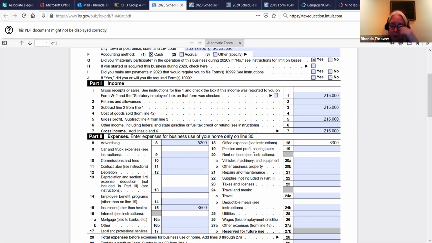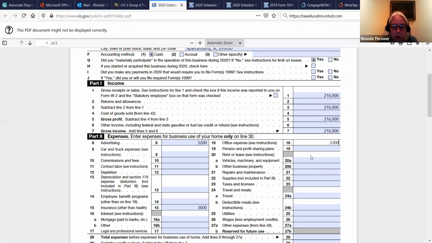Okay. But anyway, were there any pension and profit sharing plans on this one? No. I didn't see any either. All right. So we're going down here to rent or lease.